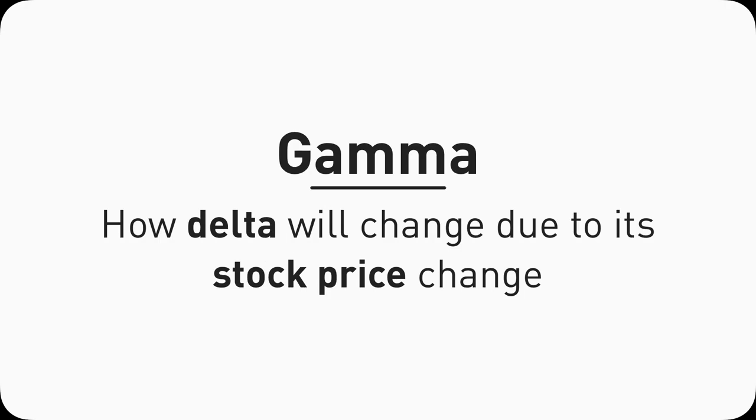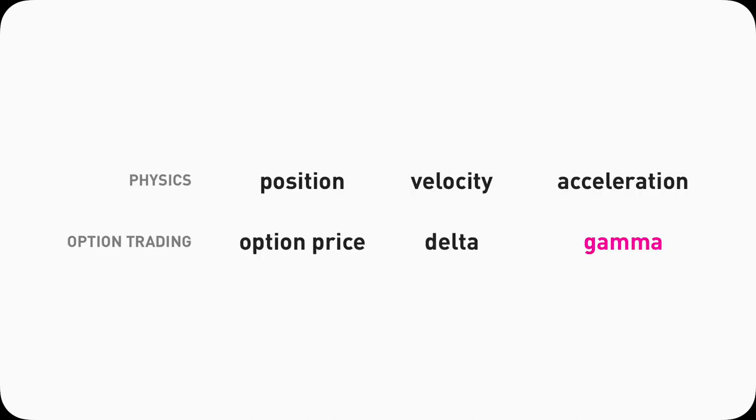Greek number 2, Gamma. Gamma represents how fast the delta will change based on how the price of its underlying stock changes. Just think about your physics class in high school. If delta is the velocity, then gamma will be the acceleration, because it describes how fast the velocity changes. If by any chance you forgot all the physics from high school, then never mind.